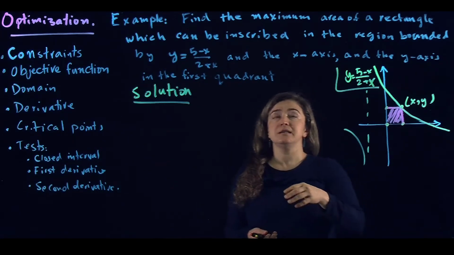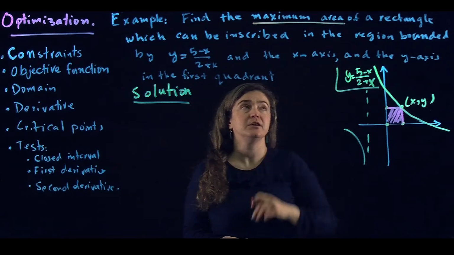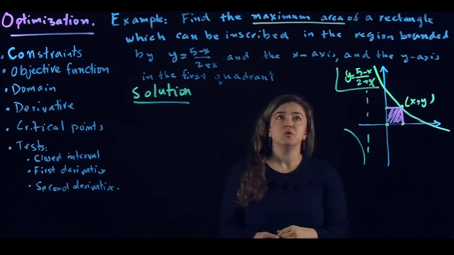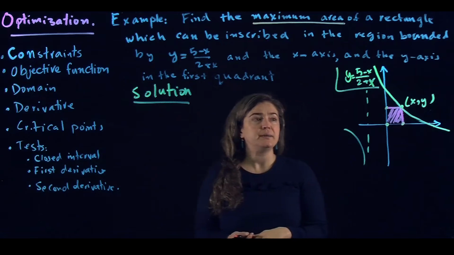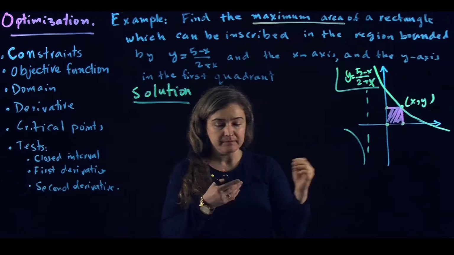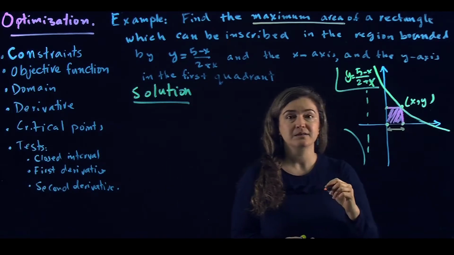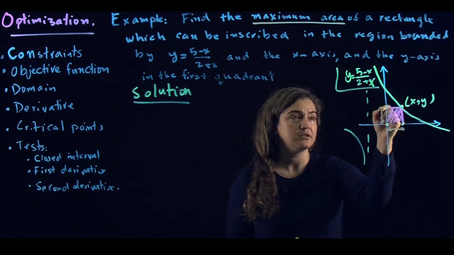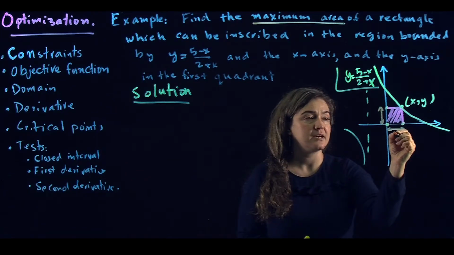Objective function is what we're trying to maximize. That's the maximum area of a rectangle. And so the area is the objective function. How do I find the area function? Let's see. This rectangle has one side on the x-axis, another side on the y-axis. Let's call the x-axis side x.